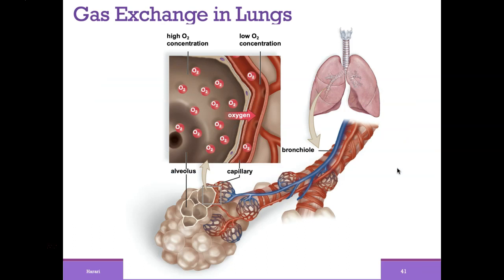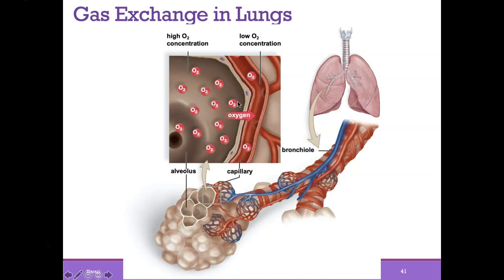This happens in our bodies in gas exchange. So in our lungs, we have a very high concentration of oxygen gas in our alveoli, the little air sacs. And just by passive transport, by natural diffusion, the oxygen will go from high concentration inside of the lungs to low concentration inside of the blood.